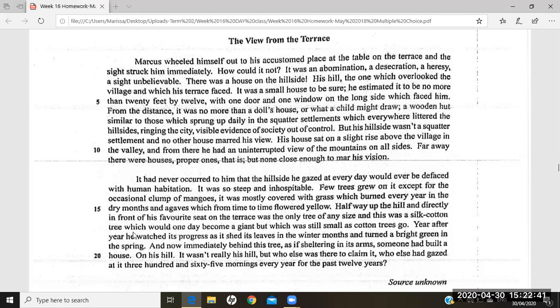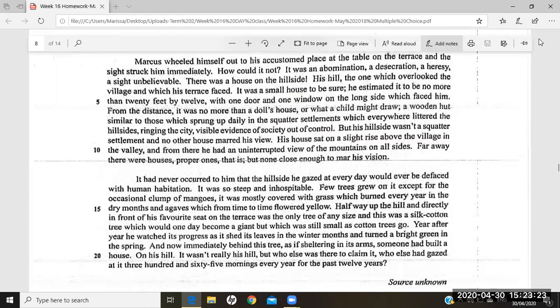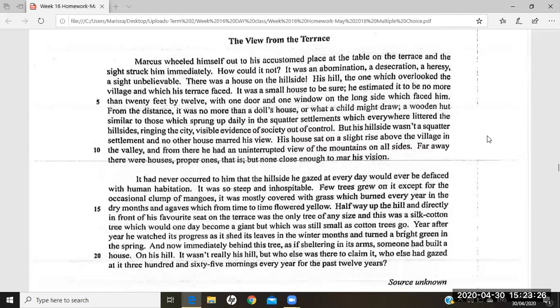So the person is describing the view from the terrace. What is a terrace? We know that a terrace is sort of like a patio. So a lot of homes, when you exit, you exit onto a patio or a terrace, and you could overlook and see your surroundings. So I'm not getting responses from Shane and Mamadou. Does anybody want to tell me what this passage was about?